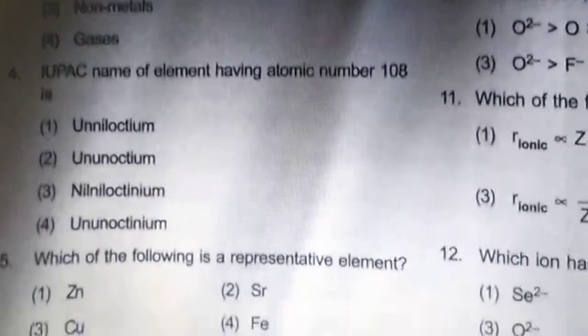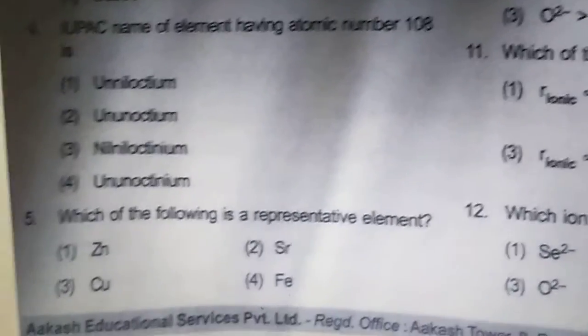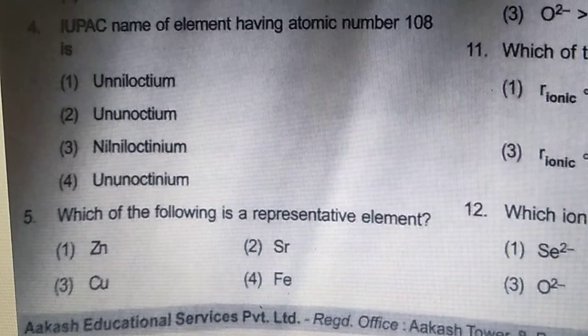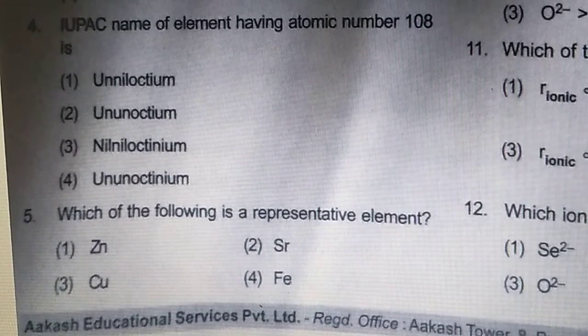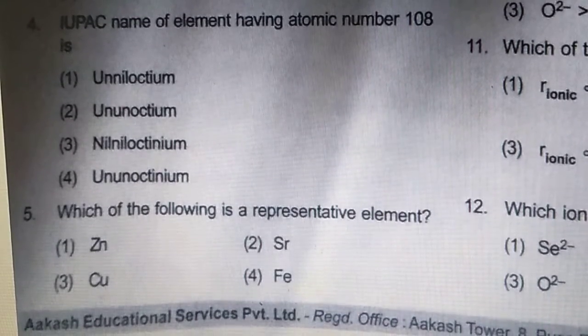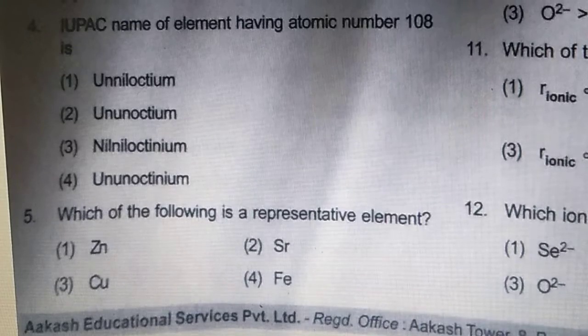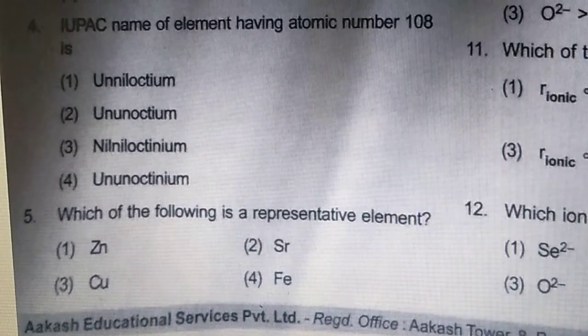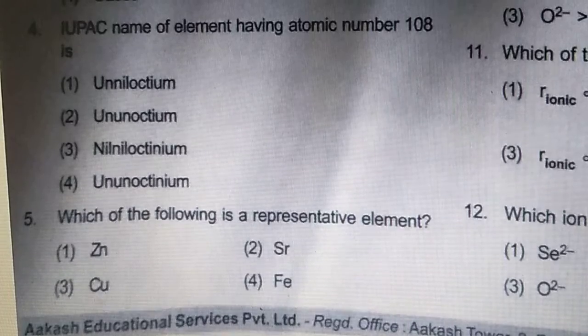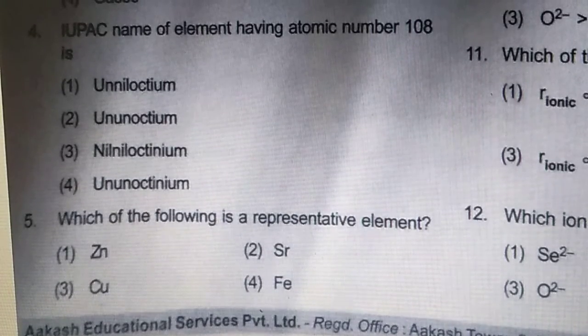Now go, student, question number 5. Let us read out question number 5. Which of the following is a representative element? Student, when you are going for the representative elements, they are said to be the third period elements, known as representative elements, which belong to period number 3, student. According to the given options, that is the correct option.